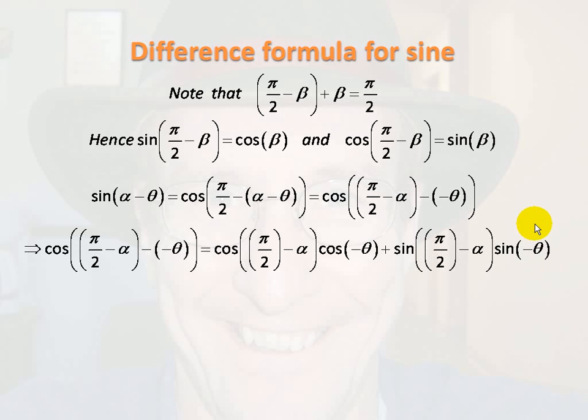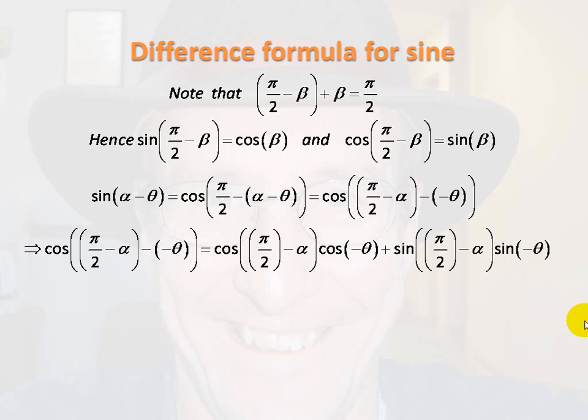Now let's see what we can do with that. Well, we can use the formula that we recently derived, the difference formula. Notice here's the cosine of angle 1 minus angle 2. First angle, second angle. So using our formula, we've got the cosine of the first angle times the cosine of the second, plus the sine of the first angle times the sine of the second.